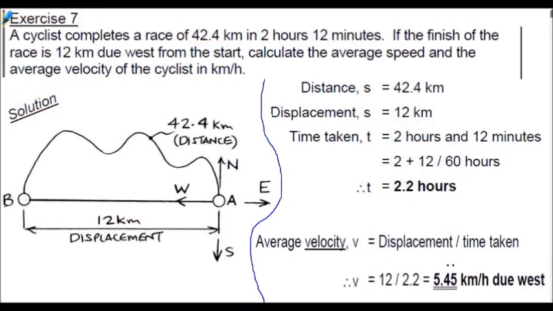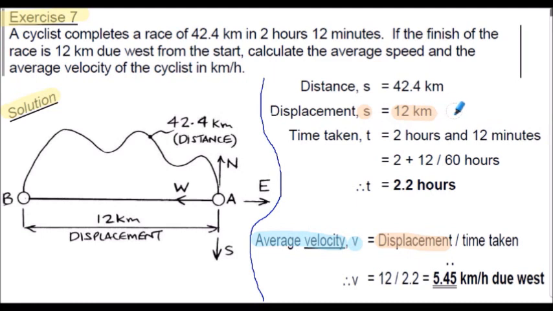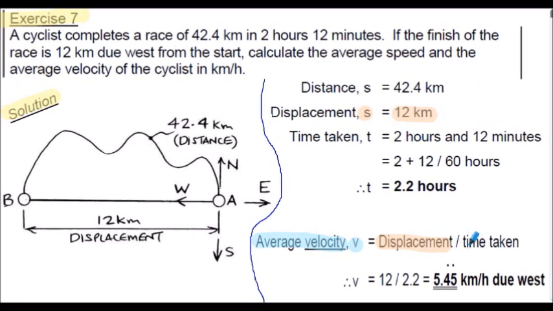And exercise 7 solution continued. Same information extracted from the question, but this time we're calculating the average velocity, again symbol v, but the formula this time is displacement, that's the 12 kilometers due west, divided by the time taken, the 2.2 hours. So the average velocity v calculates to be 5.45 kilometers per hour due west.